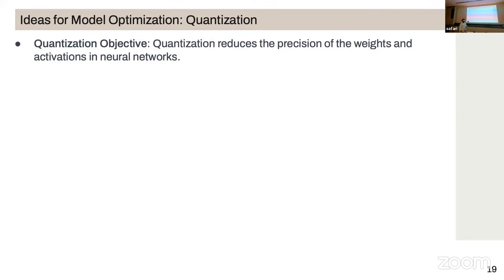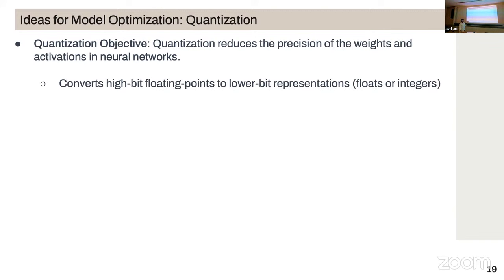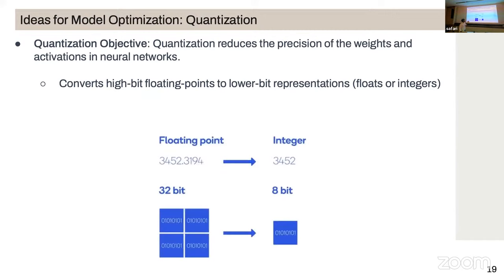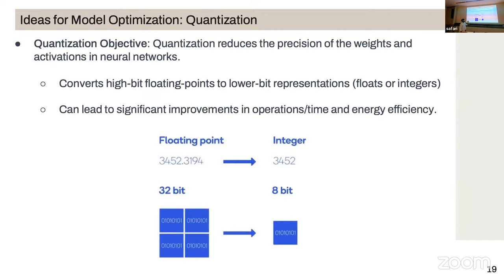Okay, I've already alluded to the whole quantization bit. So let's look a little bit more into that. That's another way they propose to optimize the inference. So quantization reduces the precision of the model weights and activations in neural networks. And it's very simple. You take high bit floating points and you convert them to lower bit. That could either be lower bit floats or it could be lower bit integers. So it just looks like this. And what's nice about this is that you get significant improvement in the number of operations you can perform, and you also get better energy efficiency.